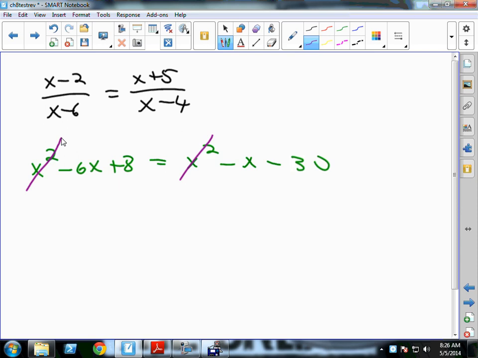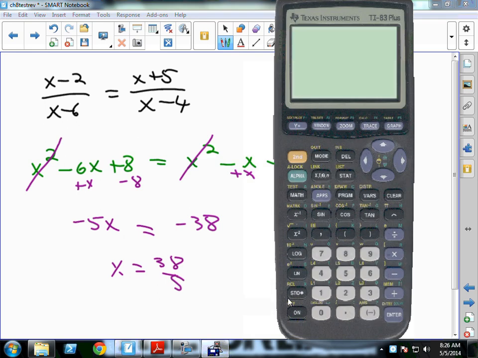So we get add x. So we get negative 5x equals, we subtract 8, so we get negative 38. So we get x equals 38 fifths. That seems so weird for an answer. Seems like we did something wrong, doesn't it? Well, let's see if that satisfies the original equation. 38 fifths. Do your work.